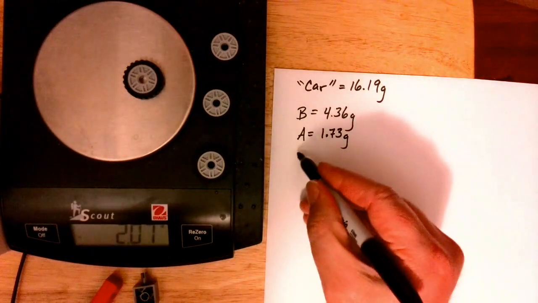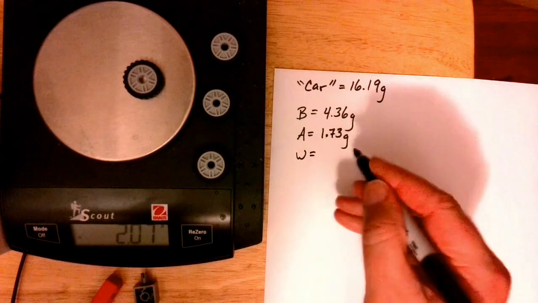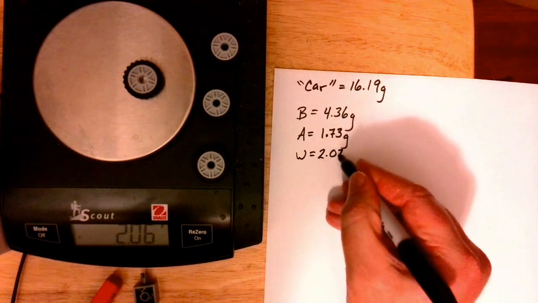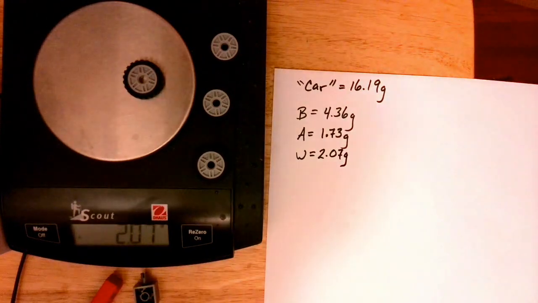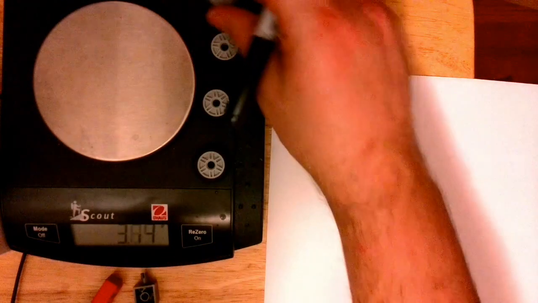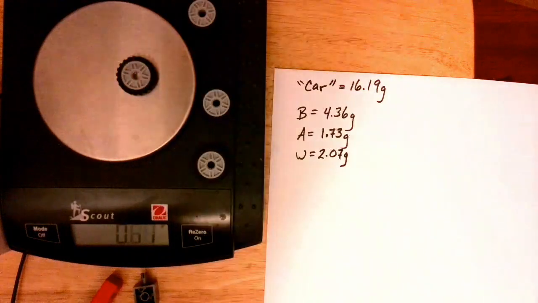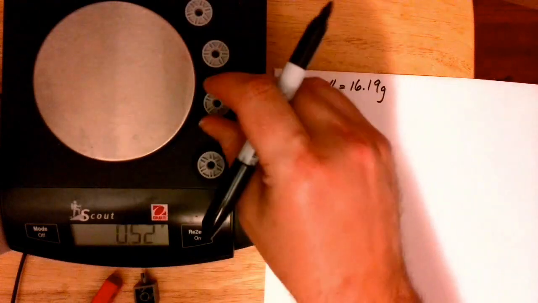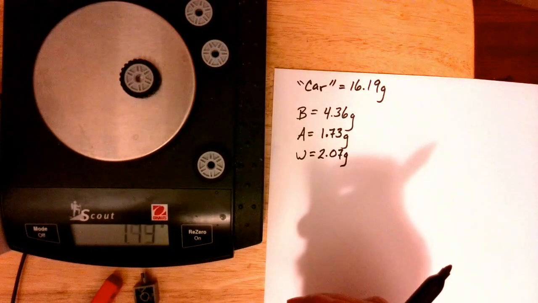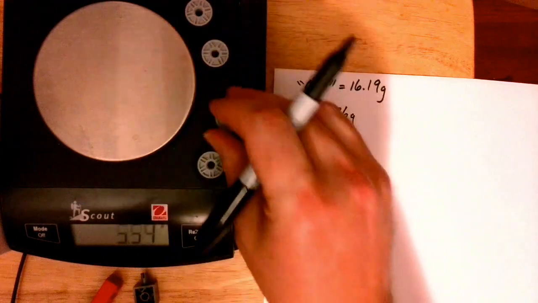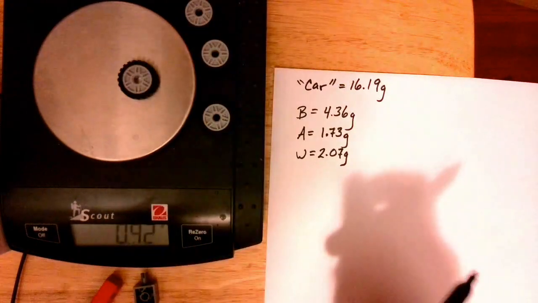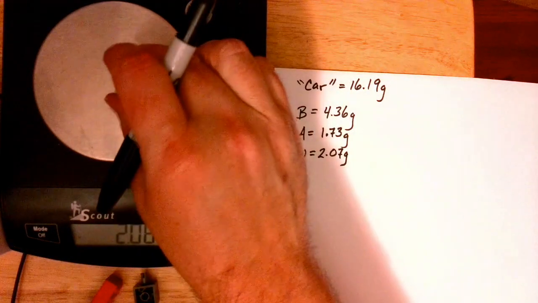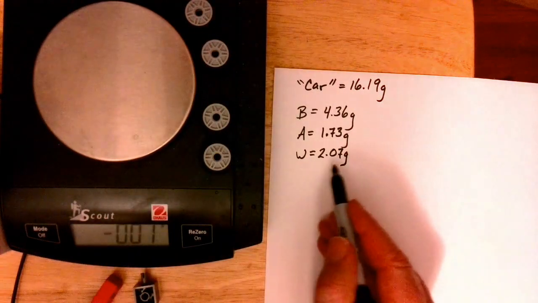And a wheel has a mass of about, well, looks like it's about 2.07 grams. Okay, and again, if you look at the mass of each wheel, 2.06, 2.07, 2.08, 2.07, somewhere around there. So they're all roughly about 2.07 grams.